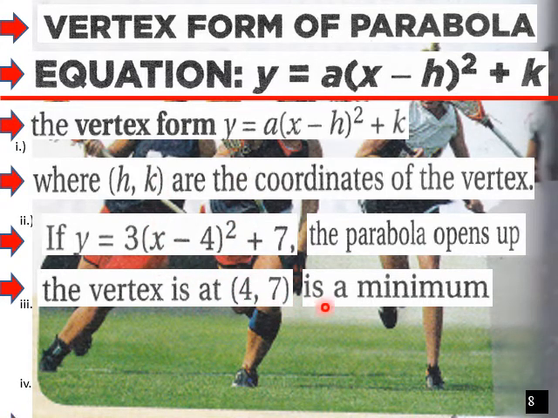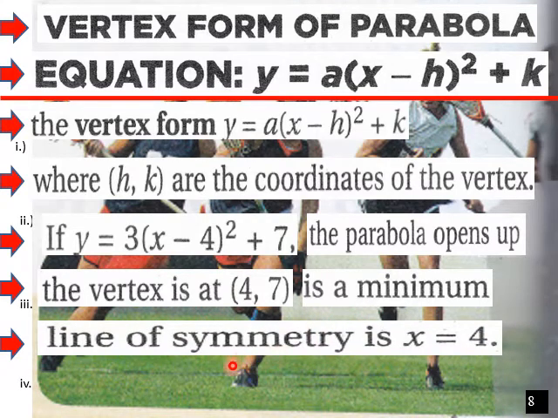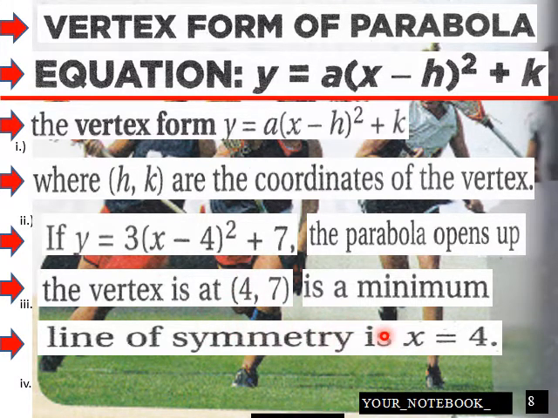So 4, 7 would be a minimum. Line of symmetry would be x equals 4. Here is your x coordinate, so x equals 4 would be your line of symmetry.